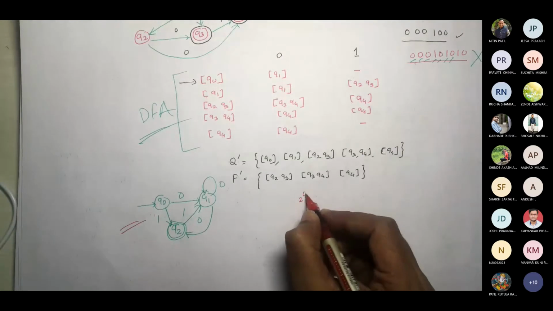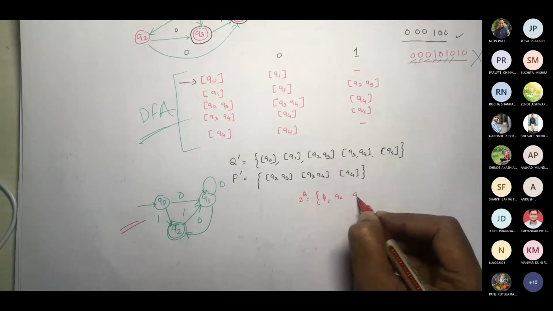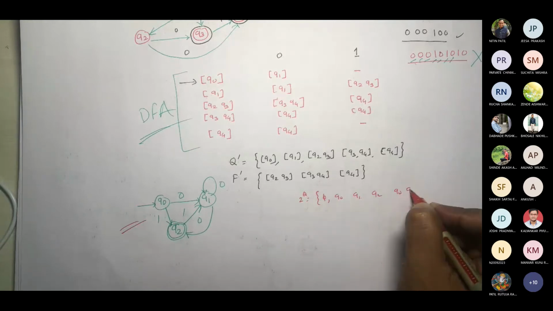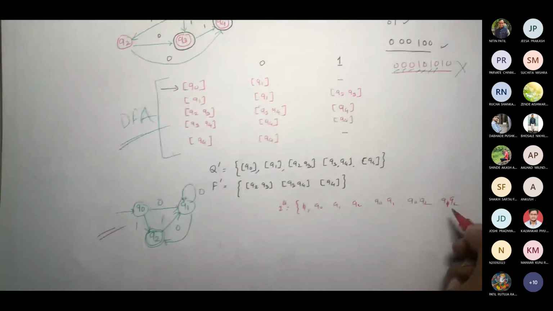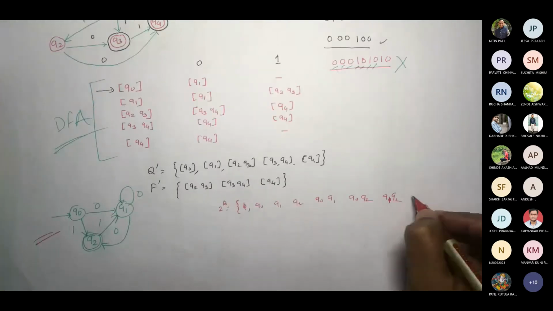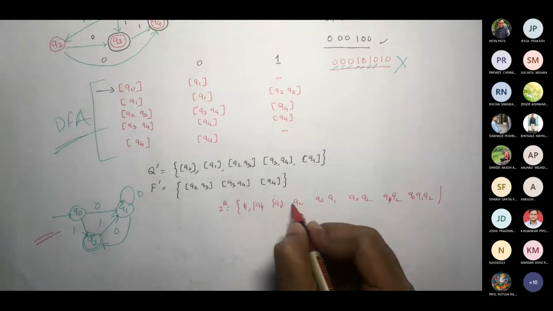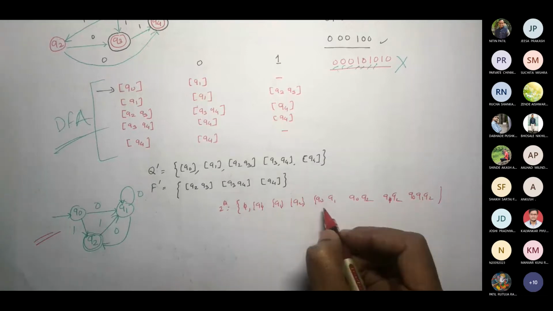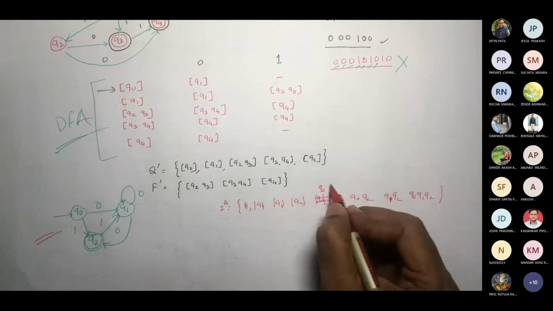So let us go on. If I talk about 2 raised to Q, what would it be? Phi, {q0}, {q1}, {q2}, {q0, q1}, {q0, q2}, {q1, q2}, and the last would be {q0, q1, q2}. Correct? In curly brackets.